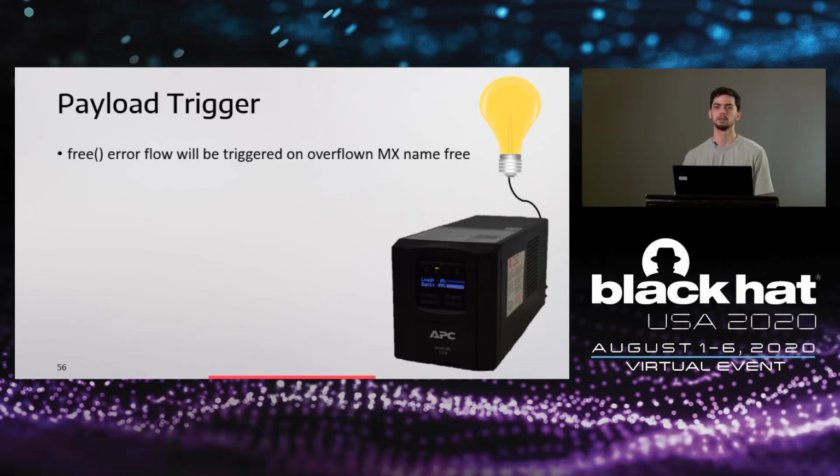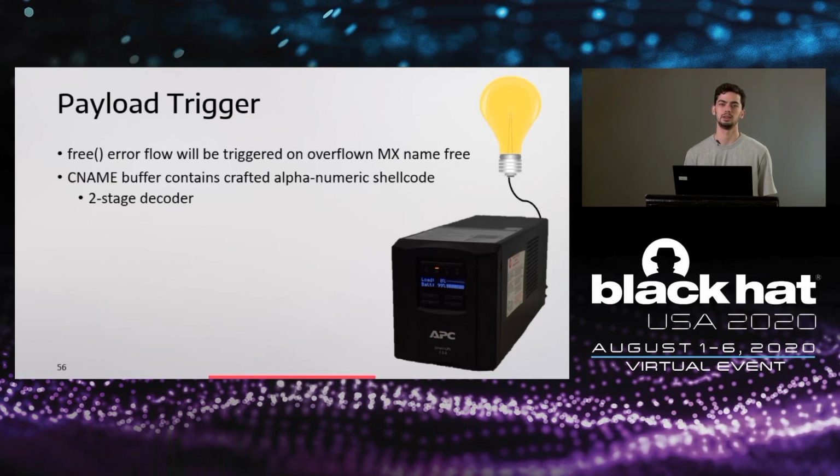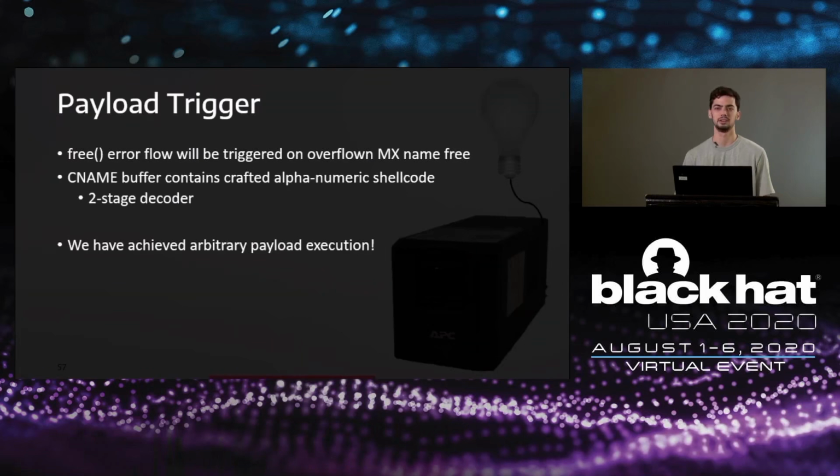Our payload contains a 2-stage decoder to allow us to run arbitrary payloads and not be contained only to alphanumeric shellcodes. And in the demo you'll see soon, we execute a payload turning off power to the UPS power outlets, essentially turning off any device connected to it, achieving arbitrary payload execution, and owning the device. So let's see a short demo.